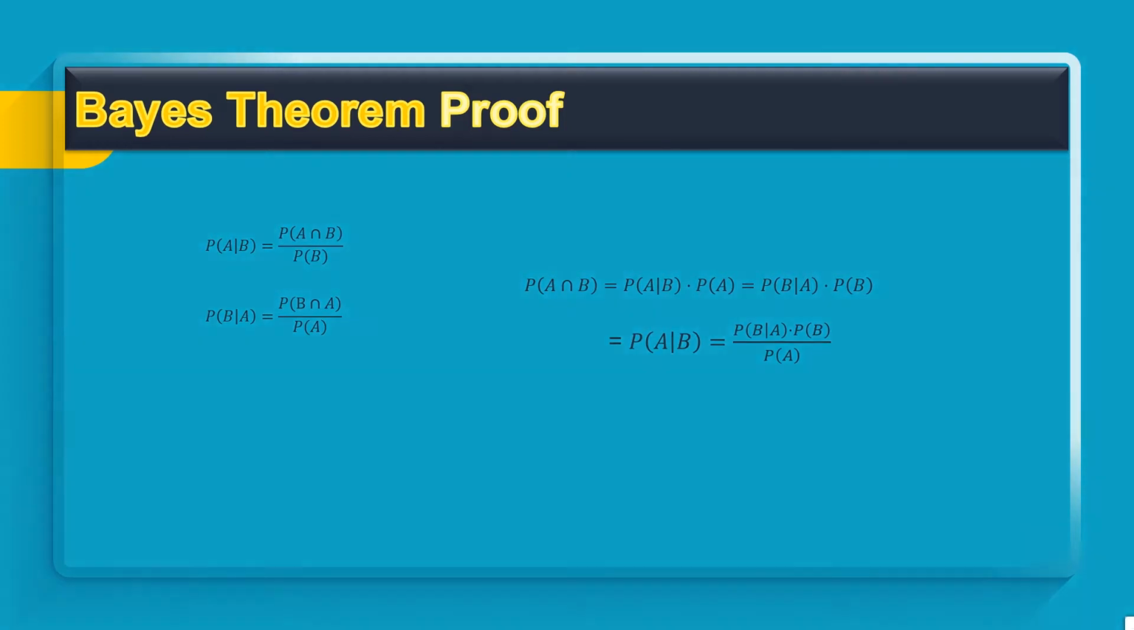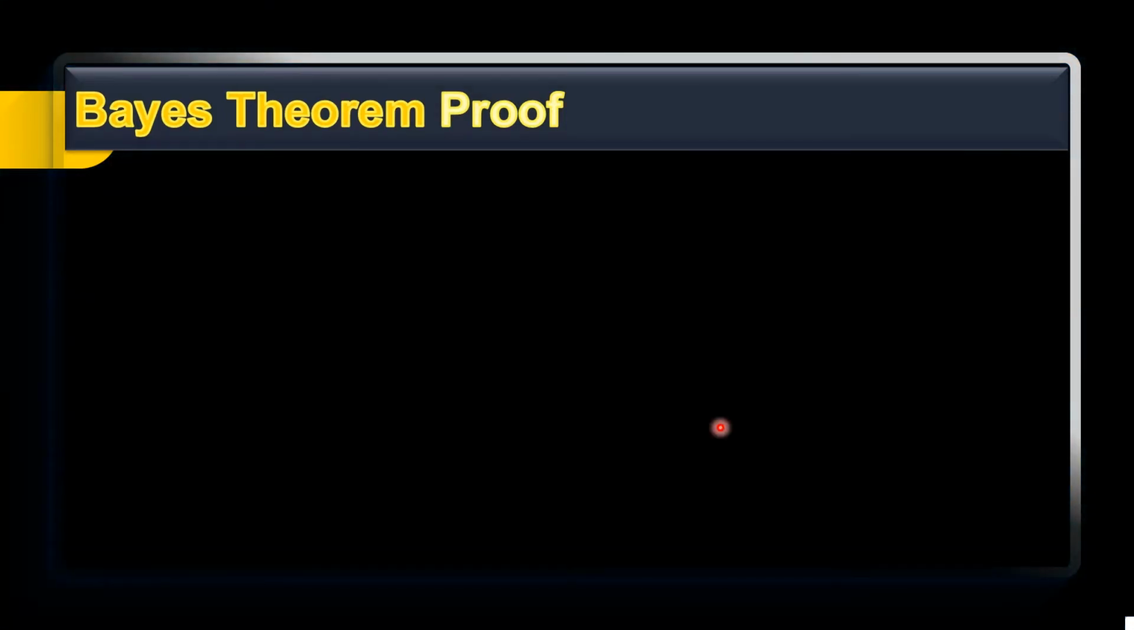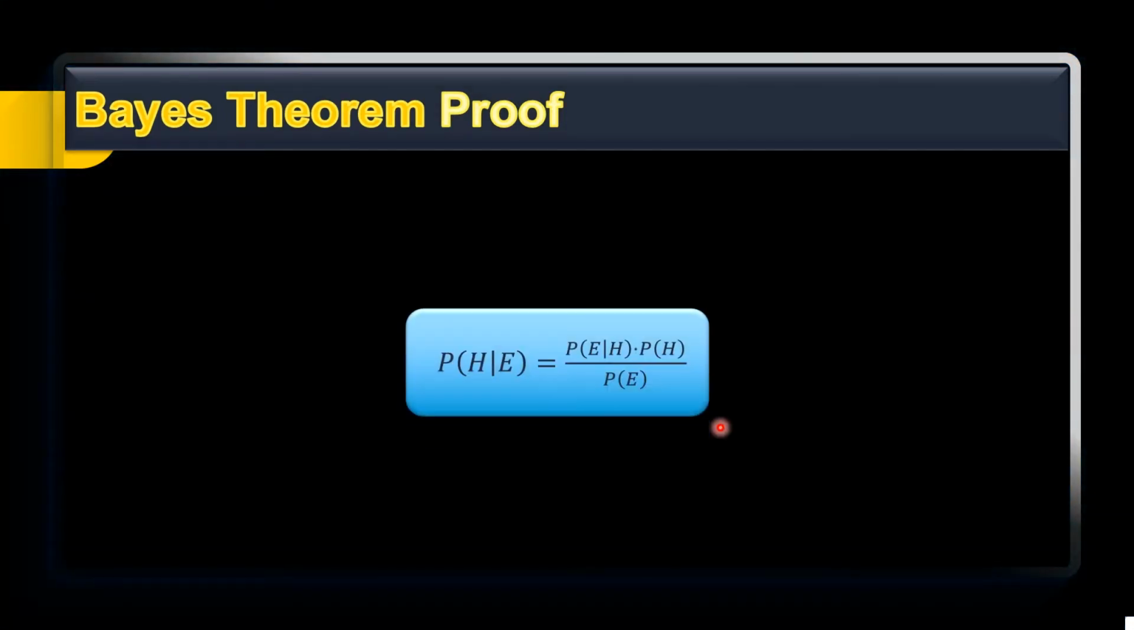evidence E. In that case, the formula is P of H given E is equal to P of E given H into the probability of H divided by the probability of E. Now this relates the probability of the hypothesis before getting the evidence, which is P of H, to the probability of the hypothesis after getting the evidence, which is P of H given E.